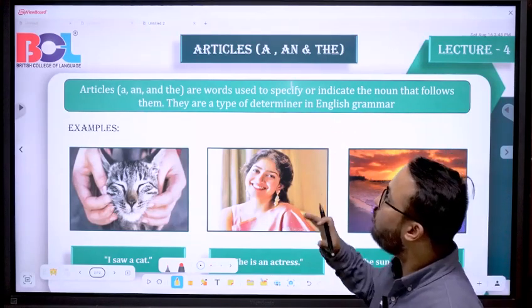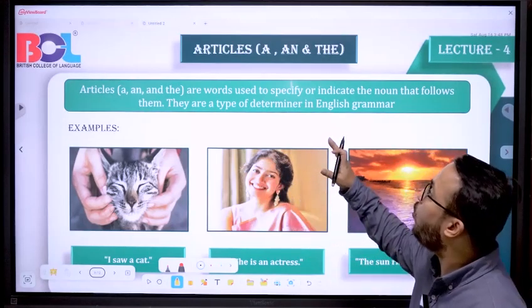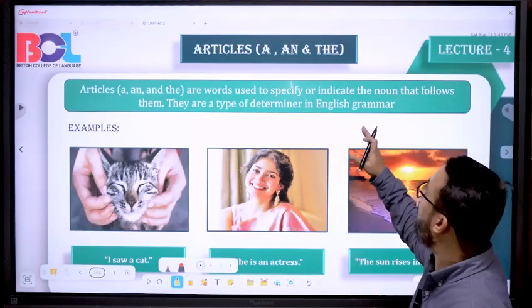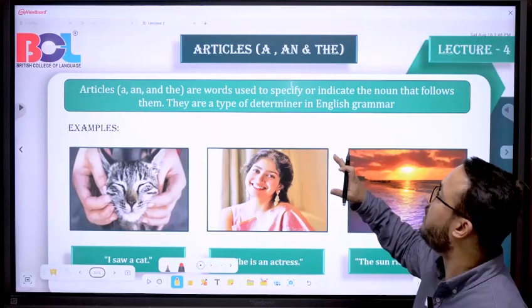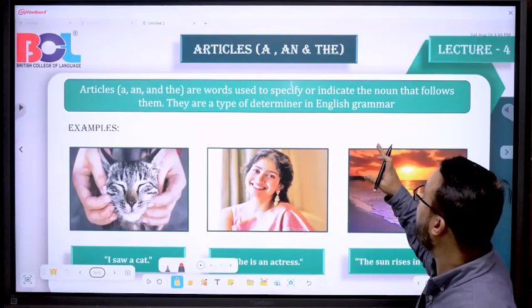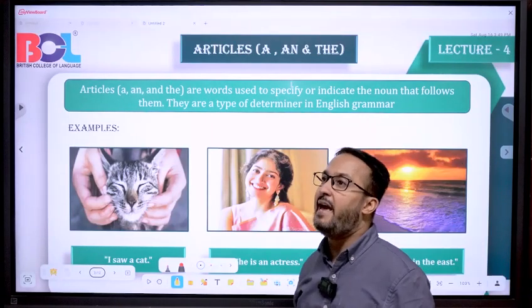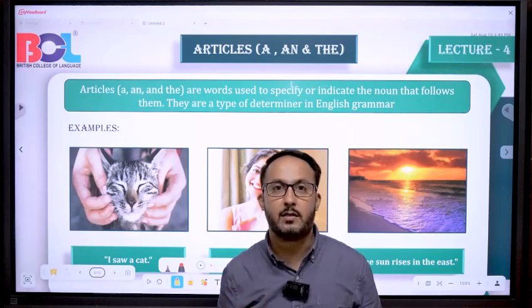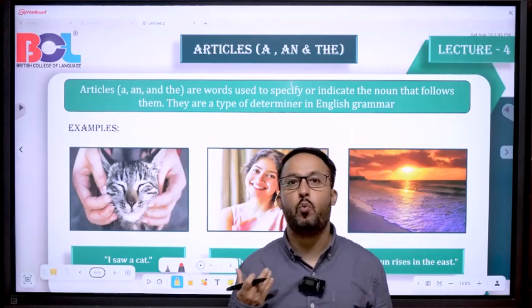Now, let me tell you, first of all, articles are words used to specify or indicate the noun that follows them. They are a type of determiner in English grammar. So a, an, and the are articles. A and an mean one.